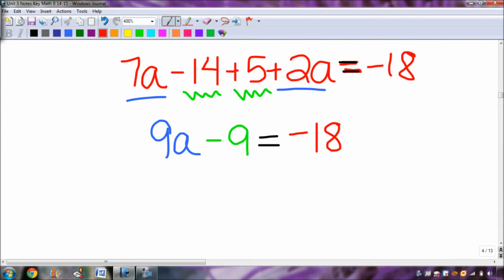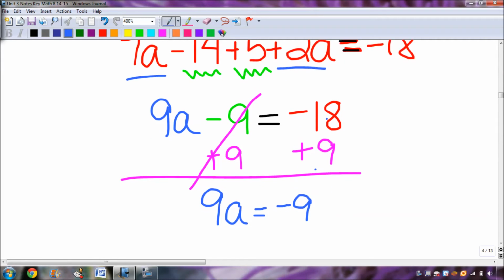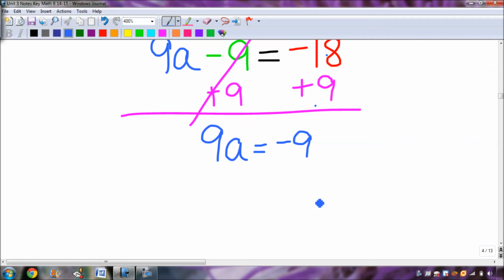The first thing you're going to do is get rid of this green negative 9. The opposite of a negative 9 is a positive 9. Ask yourself, does this really cancel out to give me 0? Is negative 9 plus positive 9 going to make it disappear? Absolutely. So I end up getting 9a equals negative 9 because negative 18 plus 9 is negative 9. Make sure to use the square word strategy if you need to, okay?